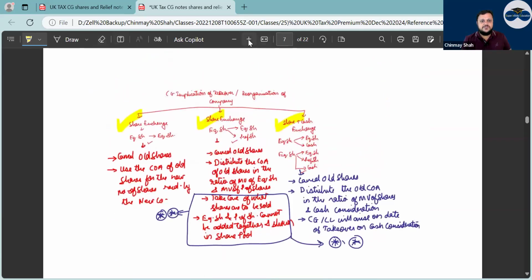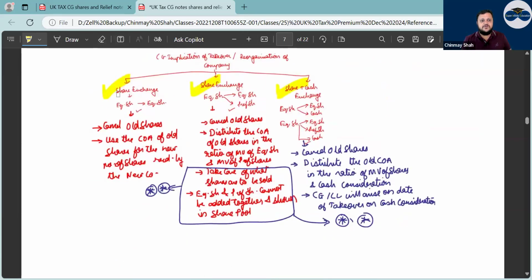Have a look. What is the format? CG implication of takeover or reorganization. Cancel old shares, correct? Cancel the old shares, right? Use the cost of acquisition of old. See, if old shares given, new shares received. Correct. What will happen? Old shares.